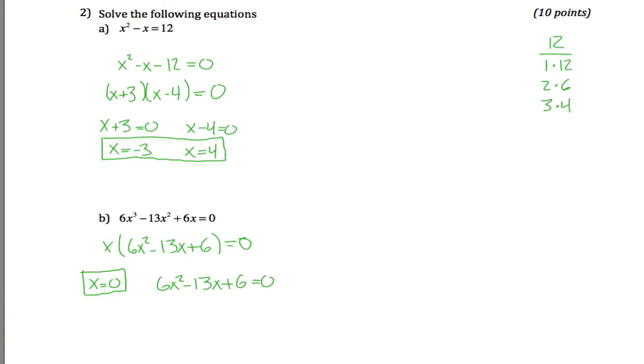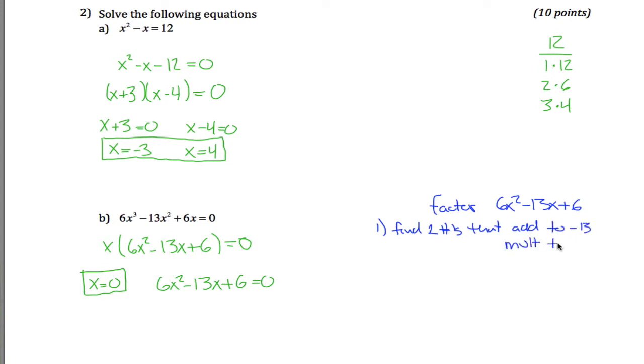So let's see, maybe I'll do this off to the side. Let's factor 6x squared minus 13x plus 6. You can either use the guess and check method and jump straight to the answer, or you can do this three-step process that we learned. The three-step process is first find two numbers that add to the coefficient on the x term and multiply to the product of the constant term and the leading coefficient. 6 times 6 is 36. So you think about that for a little while.